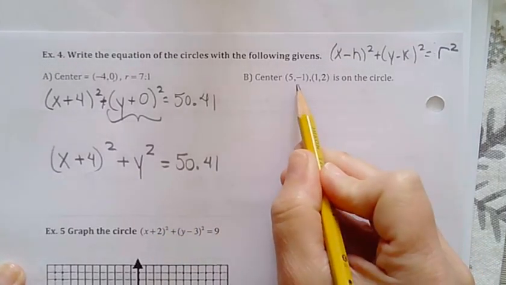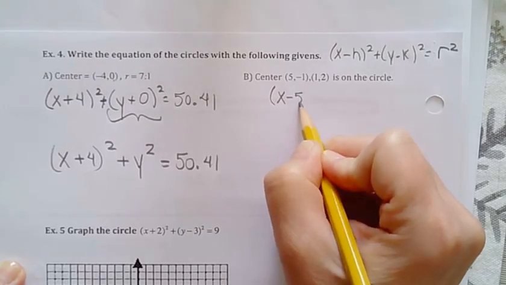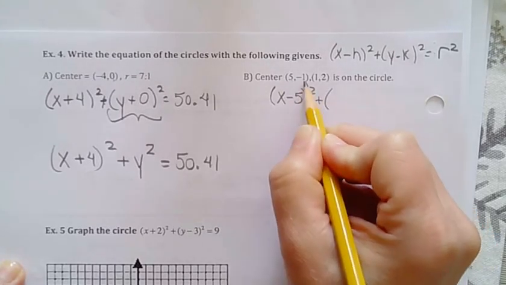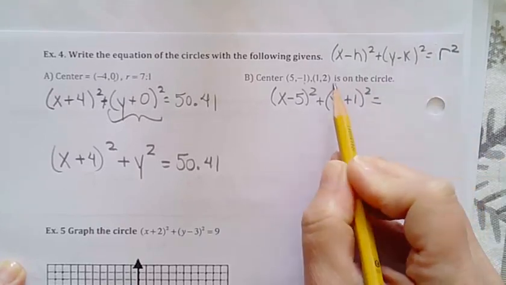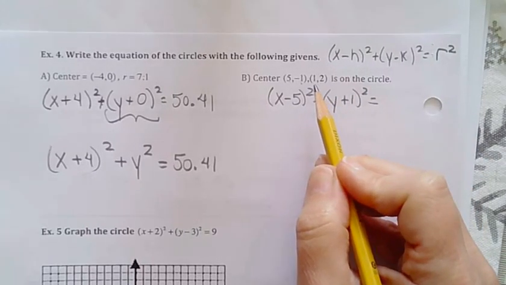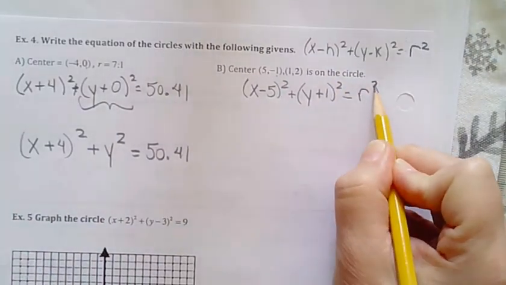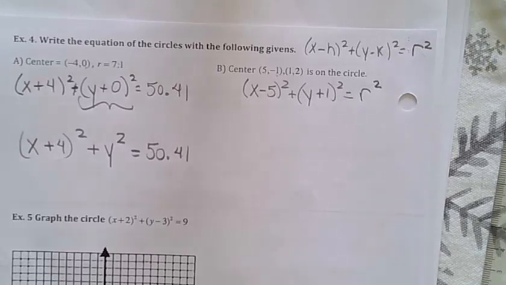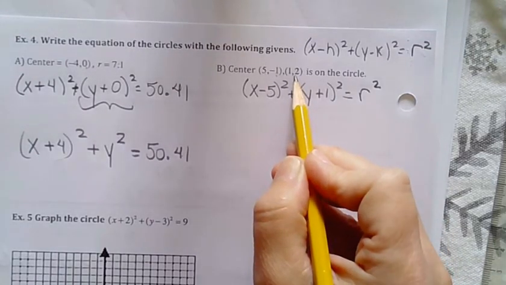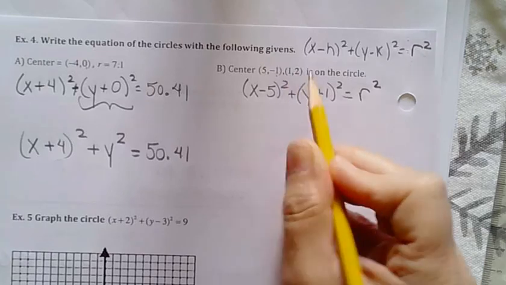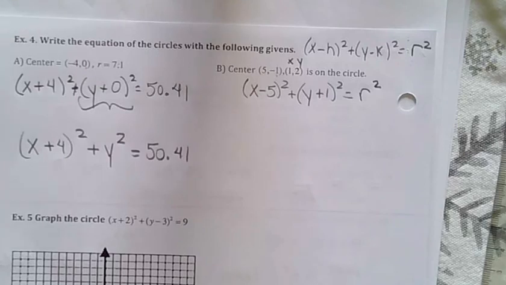We're given our center, so I can kind of start with this. Opposite, opposite, plus 1 squared is equal to, well, this time they didn't give us the radius, they gave us a point on the circle, so I'm going to say equals r squared. This is an ordered pair. It's a point on the circle. These two numbers here represent an x and a y.